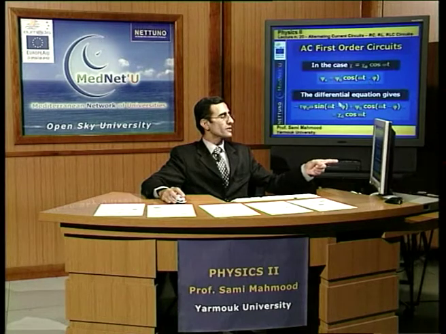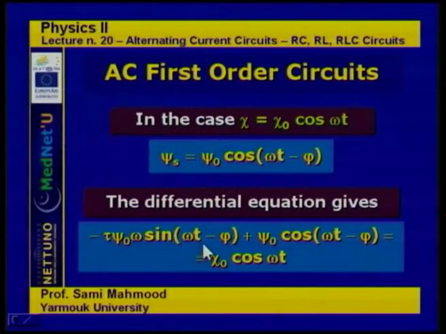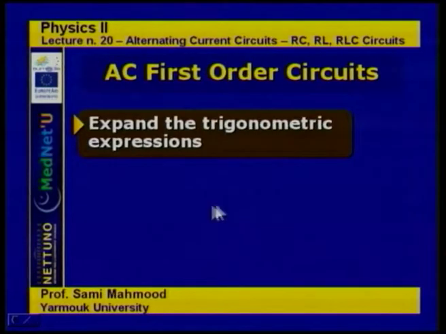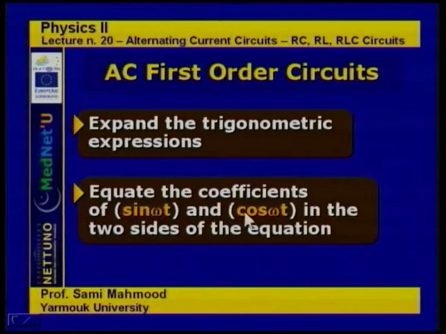Now, we expand the trigonometric functions. This sine of omega t minus phi, for example, is equal to sine omega t cosine phi minus cosine omega t sine phi. Similarly, cosine of omega t minus phi is equal to cosine omega t cosine phi plus sine omega t sine phi. So we have functions on both sides of the equation, some terms containing sine omega t, some other terms containing cosine omega t. So we expand the trigonometric expressions, and we equate the coefficients of the sine omega t by itself, because this will be true at any time t. So the coefficients of the sine omega t on both sides of the equation will be equal. And similarly, the coefficients of the cosine omega t on both sides of the equation will be equal.